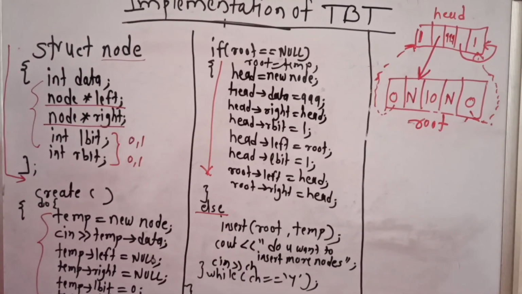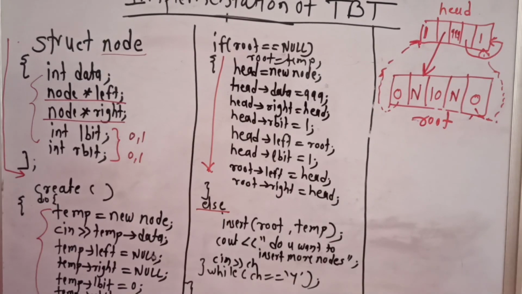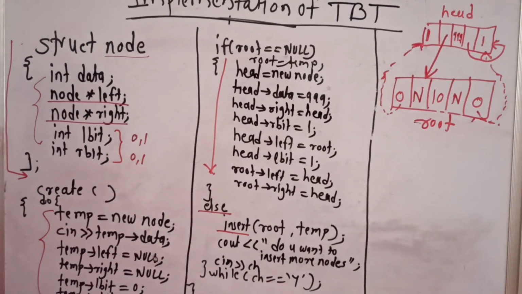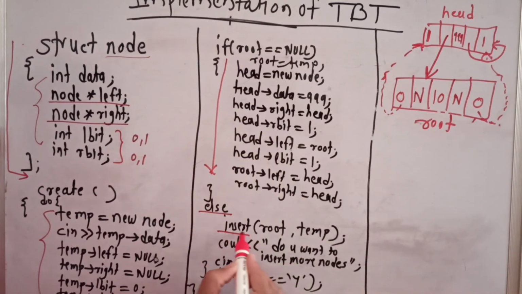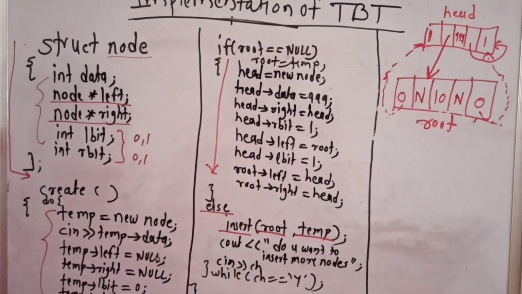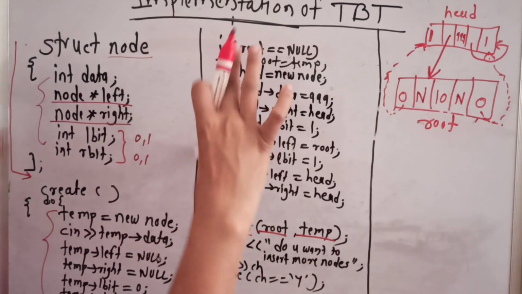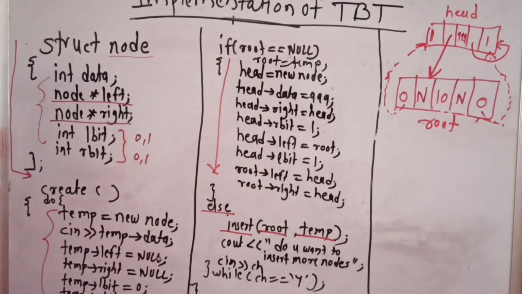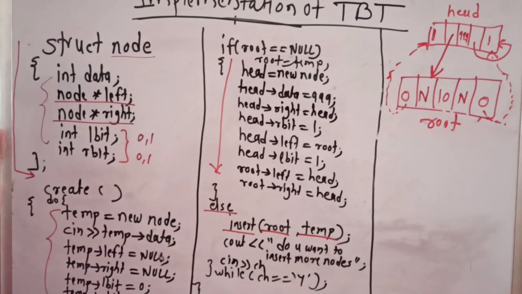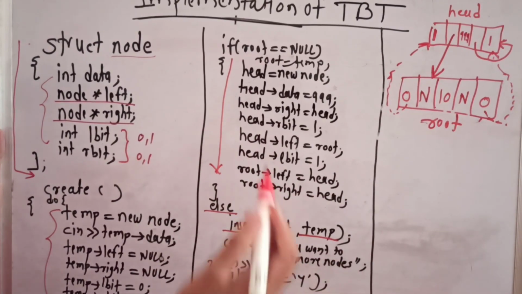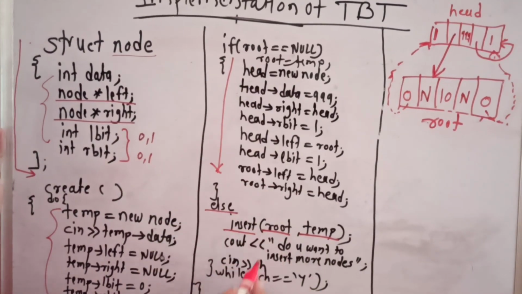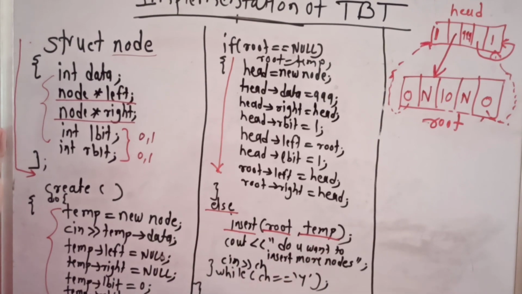Now the next part, that is the else part. In the else part, if you see, I have taken one insert function. I am giving a call to this insert function, and I am passing two parameters, that is the root and the temp. So that means if the root is already created in the TBT, and I want to create any extra node in the TBT, then obviously this condition will be false. It will come inside the else part and give a call to the insert function.